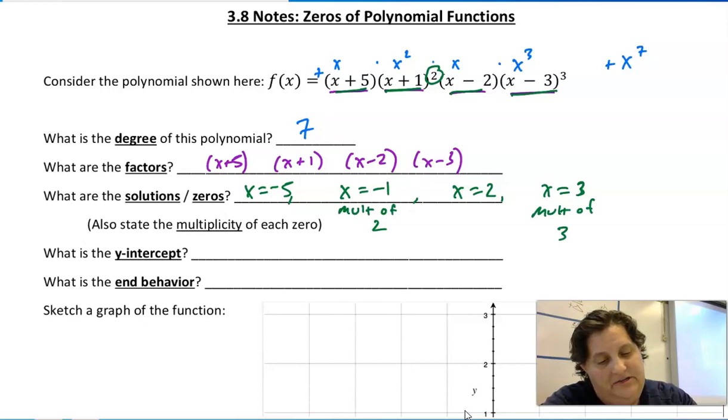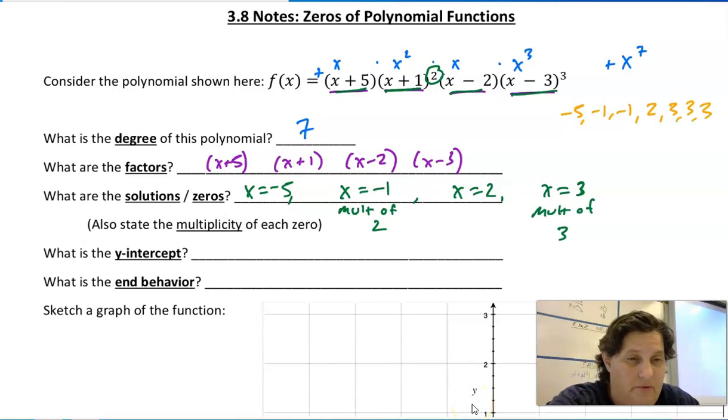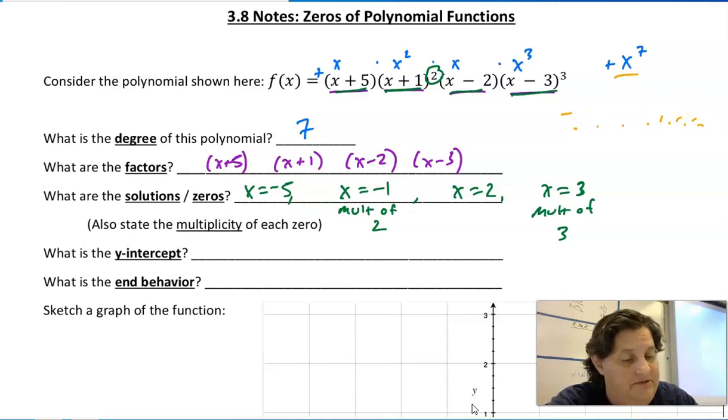You could also write it like this: negative 5, then 2 negative 1s, then a 2, and then 3 of these. Those are my solutions. A bunch of them are repeating, but how many do I have? 1, 2, 3, 4, 5, 6, 7. So I have the perfect number of solutions that I'm supposed to have.